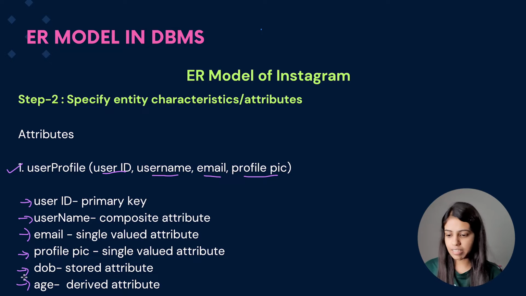So here user ID is the primary key, username is the composite attribute, email is a single valued attribute, profile pic is a single valued attribute, DOB is a stored attribute, and age is a derived attribute.